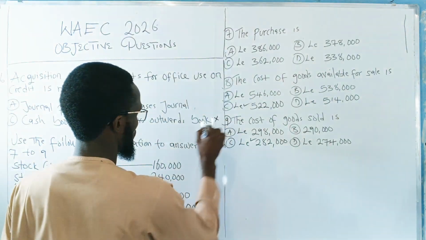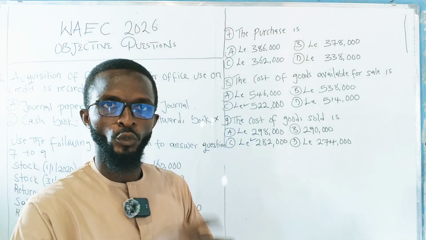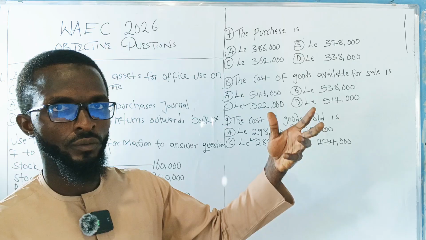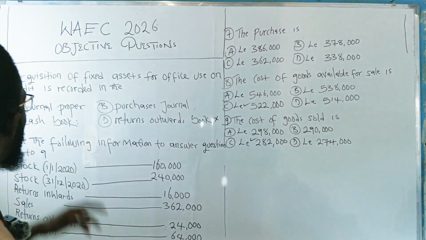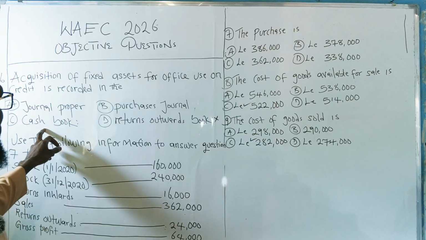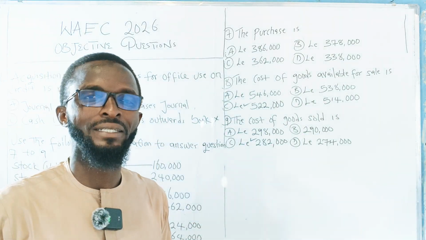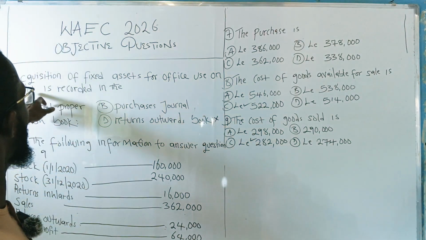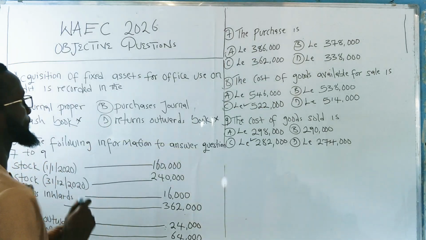The return outward can never be the answer because the return outward book is what we use to return the goods purchased. And C, cash book, is a book we use to record cash transactions, a transaction that happens in cash. And this one is a credit transaction. So therefore C can also never be the answer.